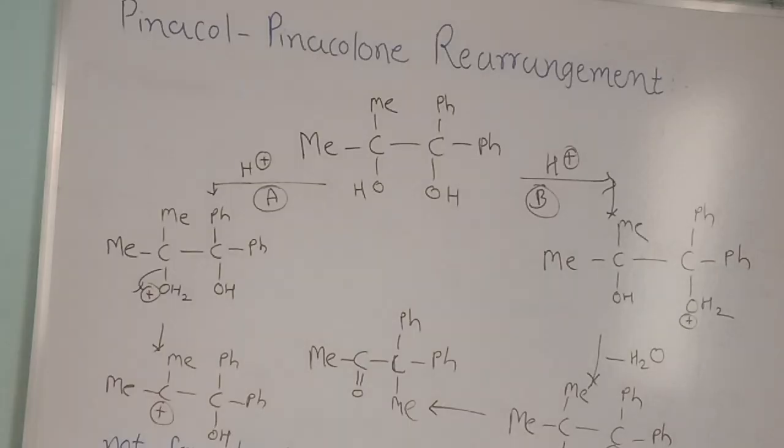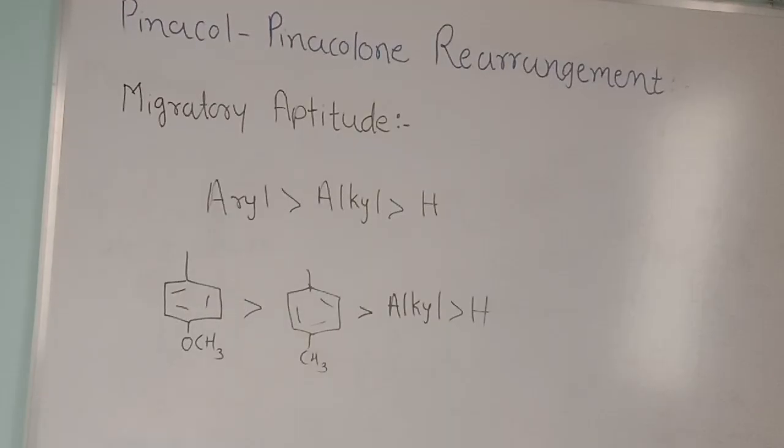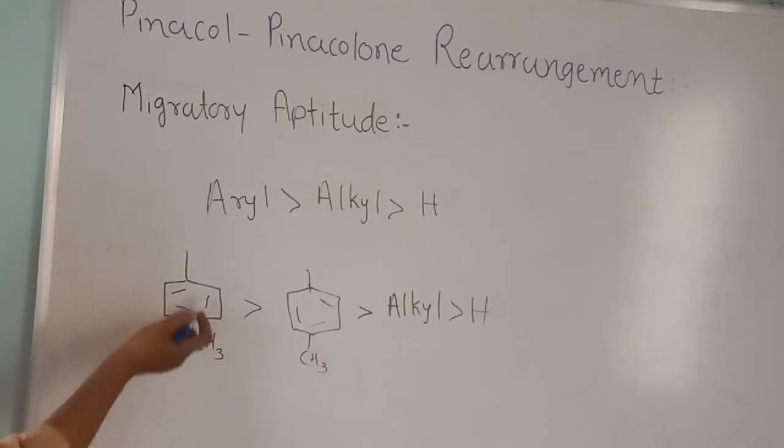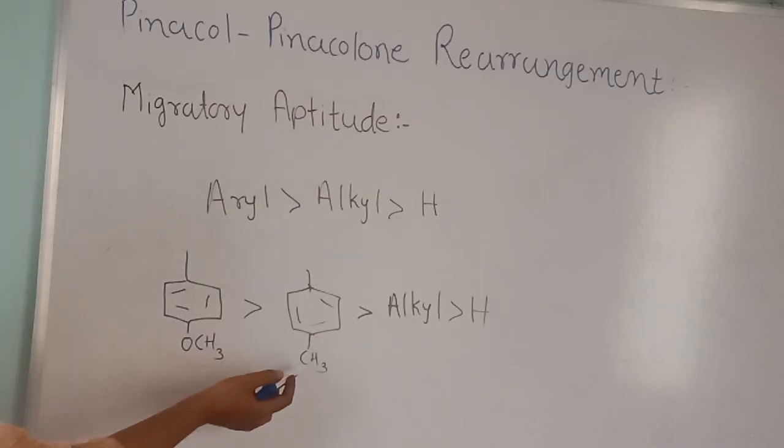Now the next part is migratory aptitude in Pinacol-Pinacolone rearrangement. The migratory aptitude is first aryl, then alkyl, and lastly hydrogen. This type of example will be asked in examination: give the proper order of migratory aptitude in Pinacol-Pinacolone rearrangement. Here a methoxy group attached to the benzene ring, here only a methyl group, and then lastly alkyl and hydride.